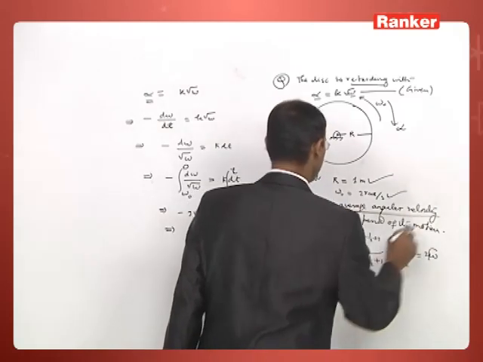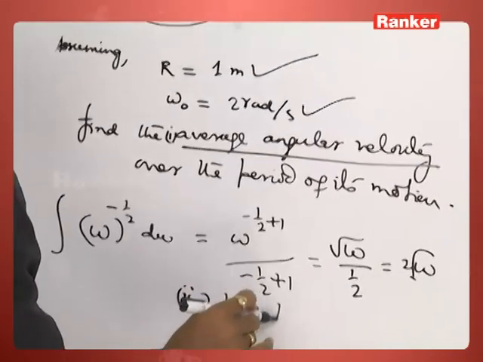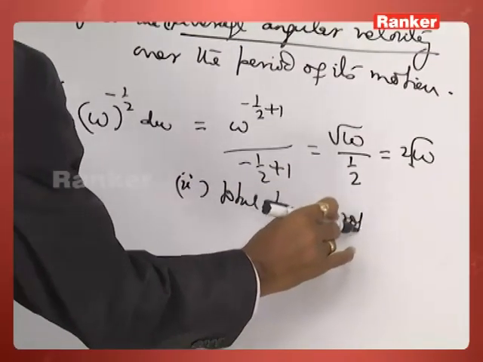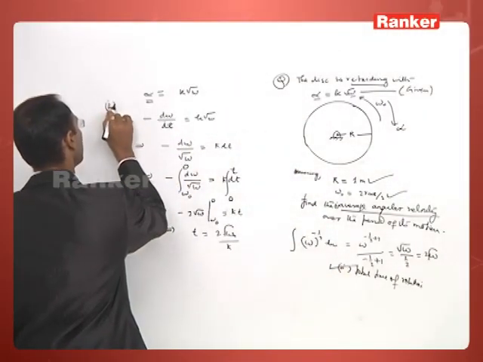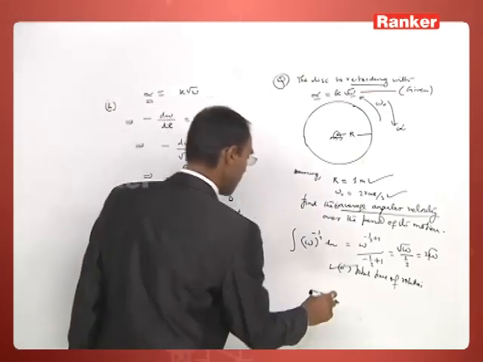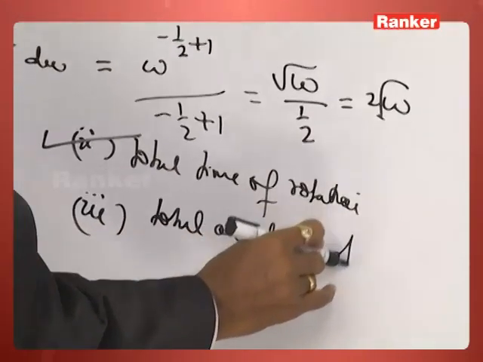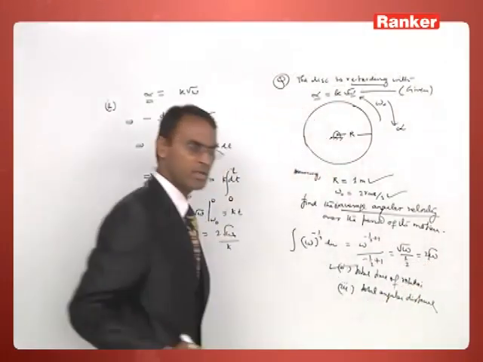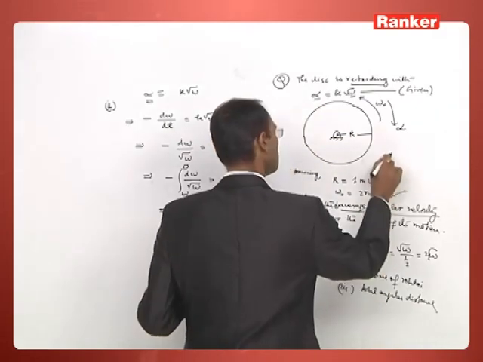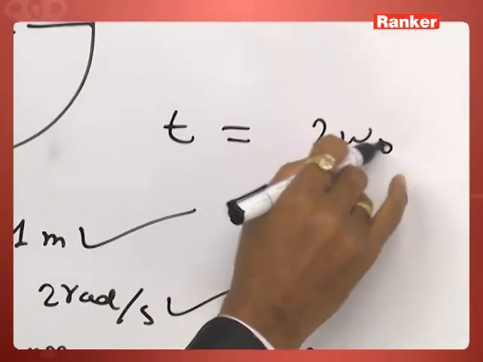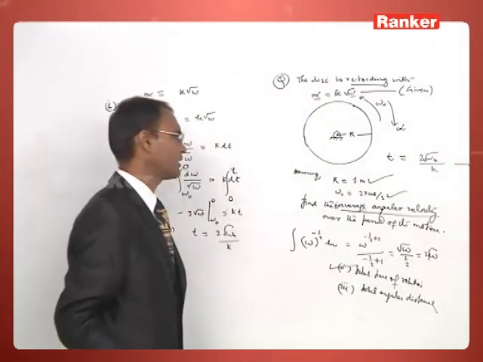Find the average angular velocity. First, find the total time of rotation. This is the total time of rotation. Next, you need to calculate the total angular distance covered by the disk till it stops. So, how much did you get? The time of motion is 2 into square root of omega naught upon k. Equation number 1.